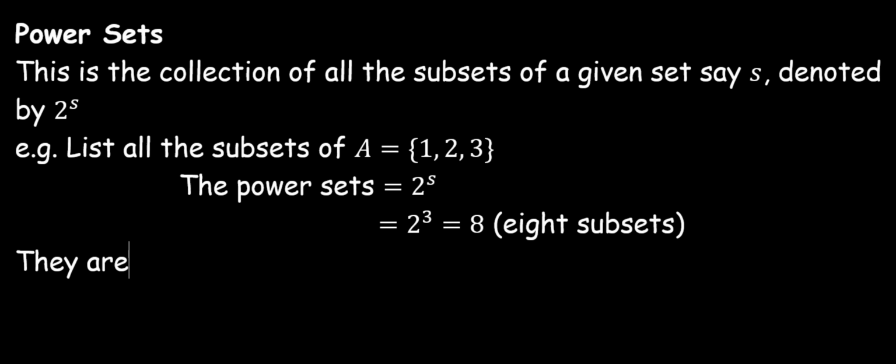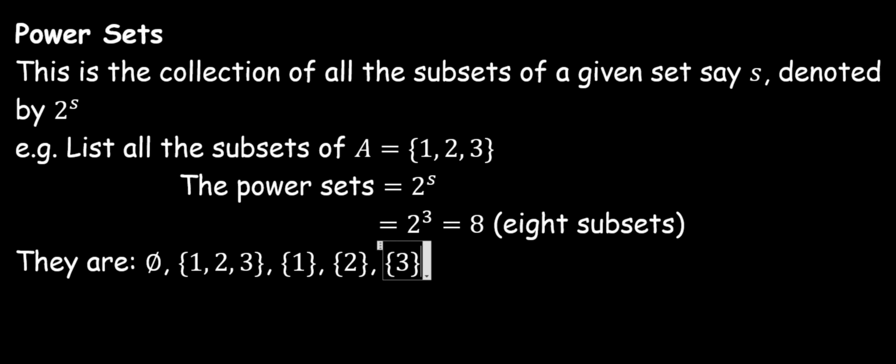They are listed as the empty set, then the set with 1, 2, 3, the universal set, then a subset with 1, a subset with 2, a subset with 3, a subset with 1 and 2, a subset with 1 and 3, and a subset with 2 and 3.